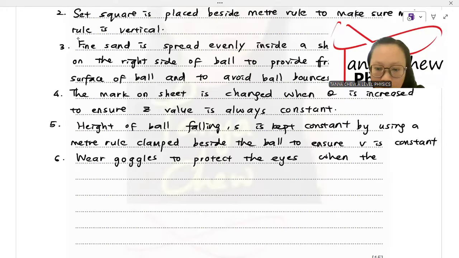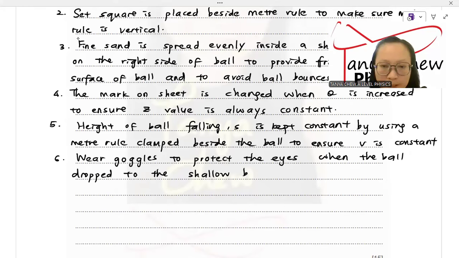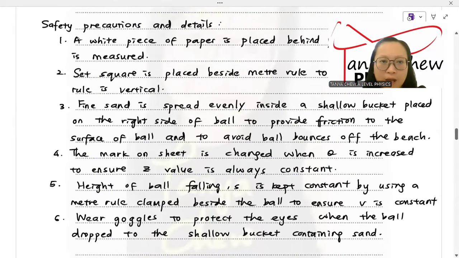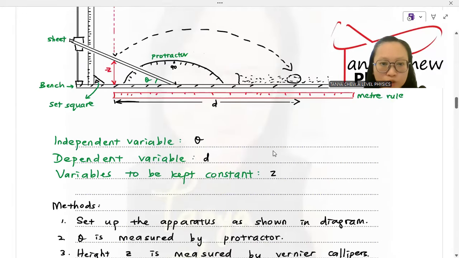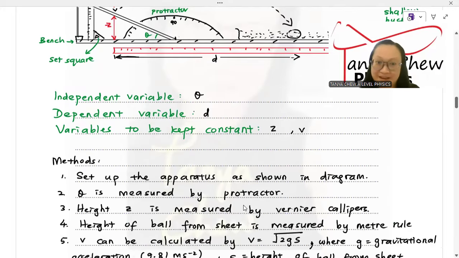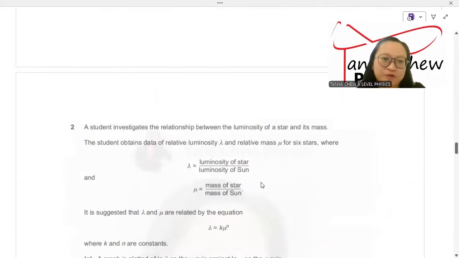when the ball drops to the shallow bucket containing sand. Now, okay, I would like to add one more to my variables to be kept constant. That is my V. And we are done with the first question.